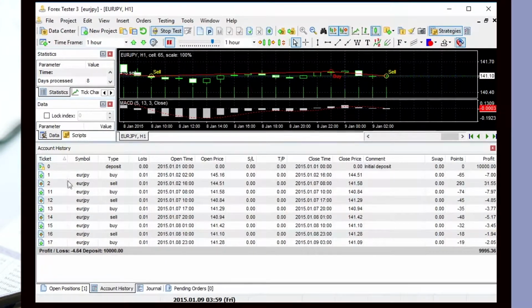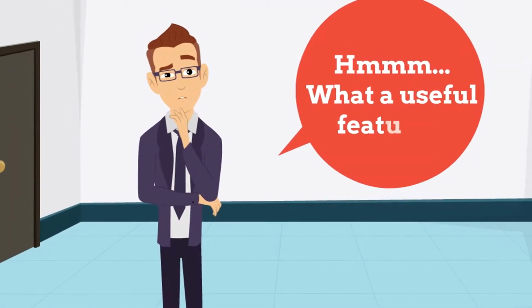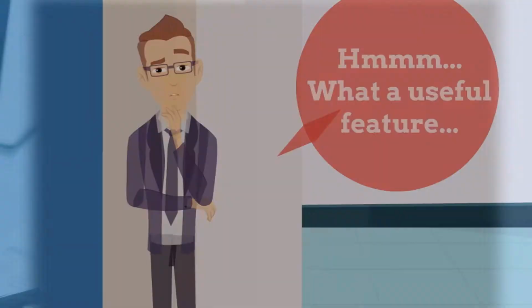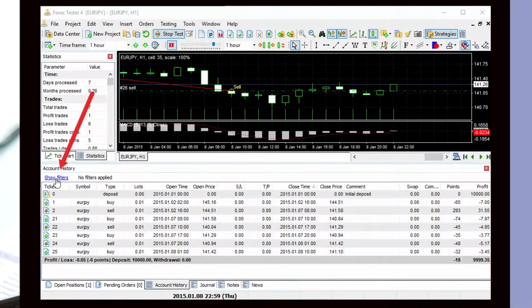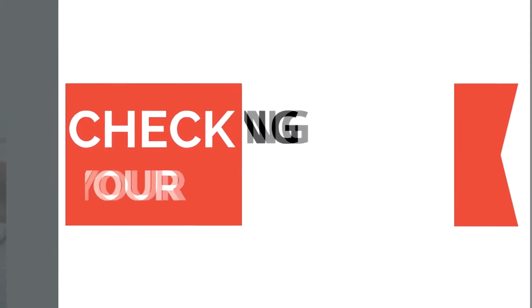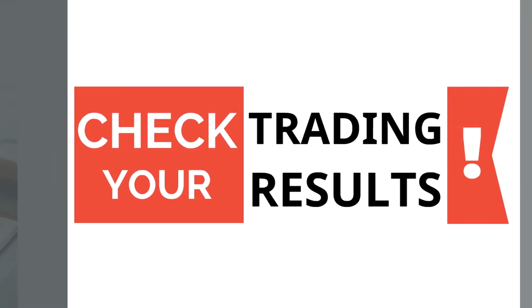Filters for account history. In Forex Tester 3, there was no actual possibility to filter the orders by currency, open and close time, type, and other parameters. Don't you think that such a function would make your work much more effective? We bet you do. For this very reason, we made it possible in Forex Tester 4 to filter the orders in the account history menu. Simplify analysis of your trades by grouping them according to such parameters as date, symbol, type, and profit. Check your trading results represented in a well-structured form.